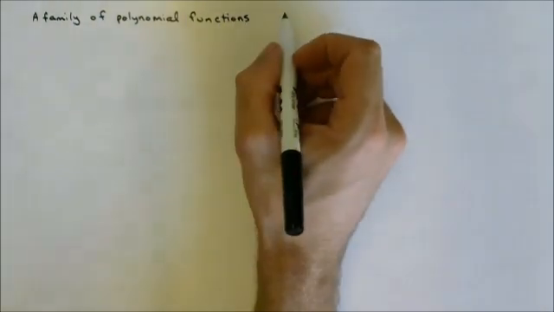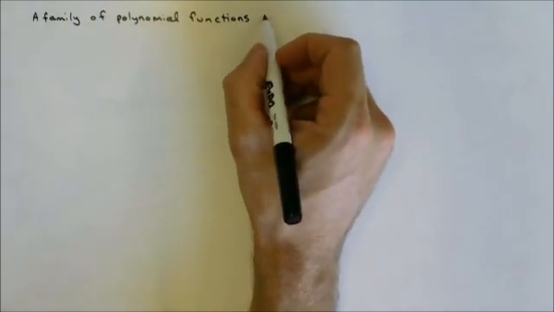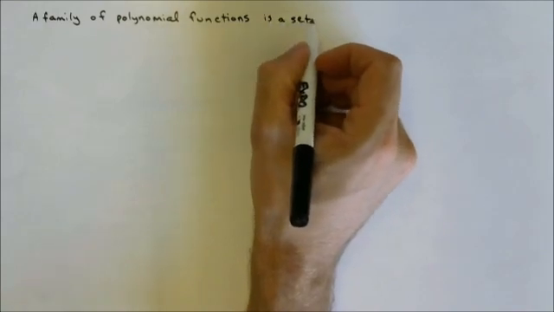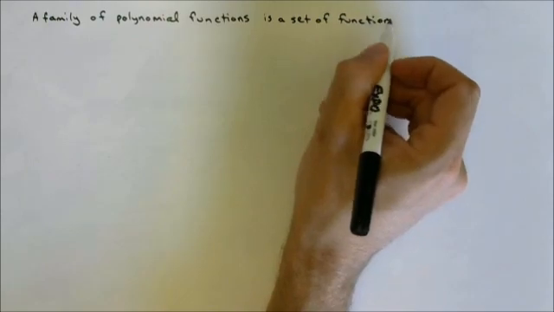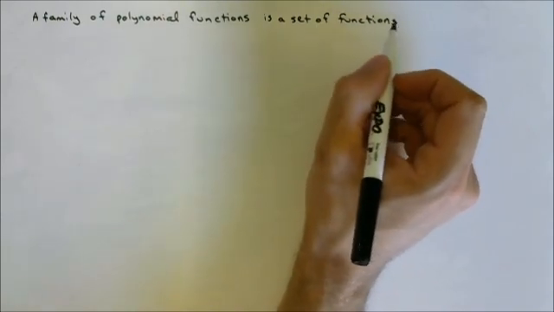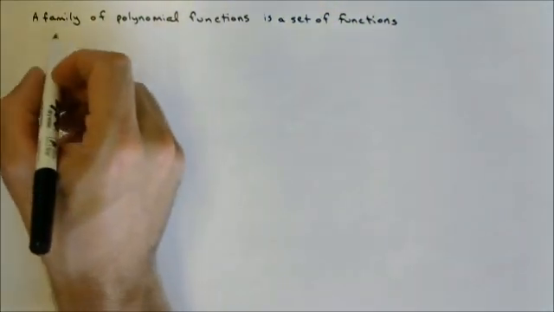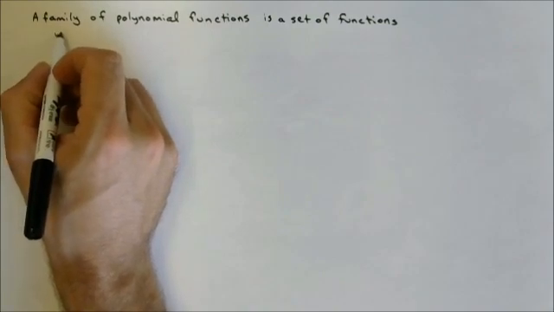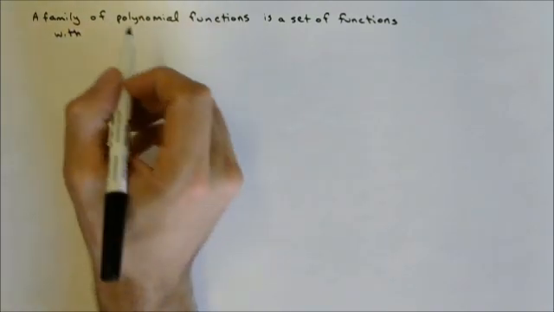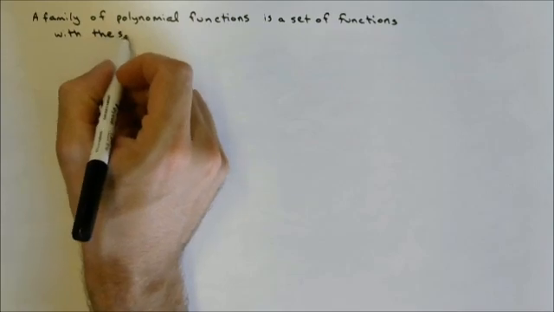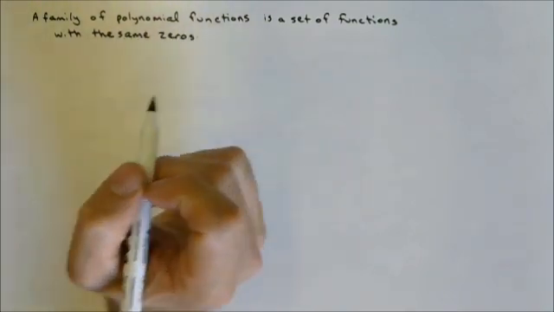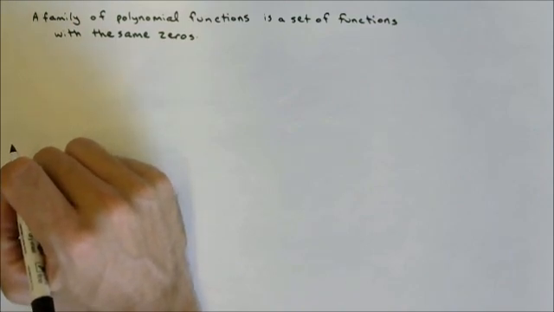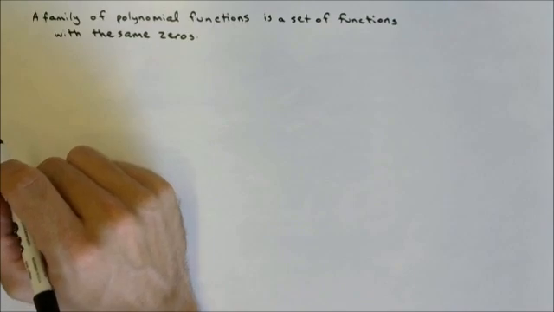And we can say that a family of polynomial functions is a set of functions. So it's more than one, it's a group of functions with the same zeros. So a family of polynomial functions is a set of functions with the same zeros.